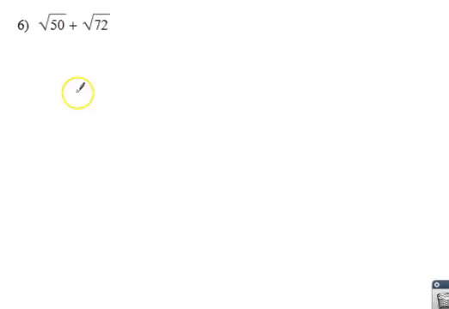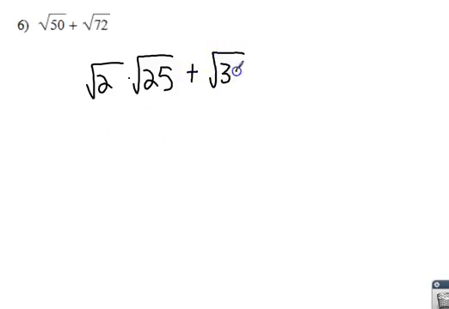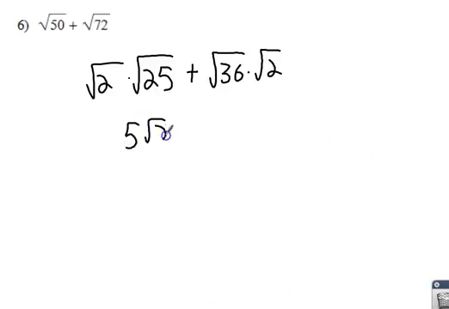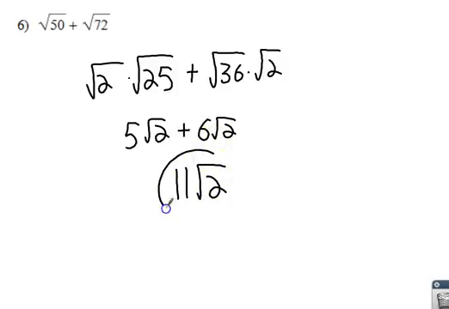Moving on. Alright, we can't add these together at first, so I'm going to simplify them down as far as I can. The square root of 50 is the square root of 2 times the square root of 25. The square root of 72 is the square root of 36 times root 2. Now, why did I break it down this far? Easy. These break down to perfect squares. This is 5 root 2 plus 6 root 2. And now look. Same radical, you add their coefficients, you get 11 root 2. You must simplify these down as far as possible.